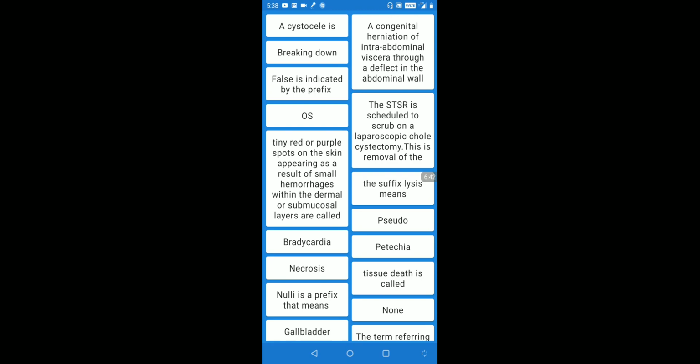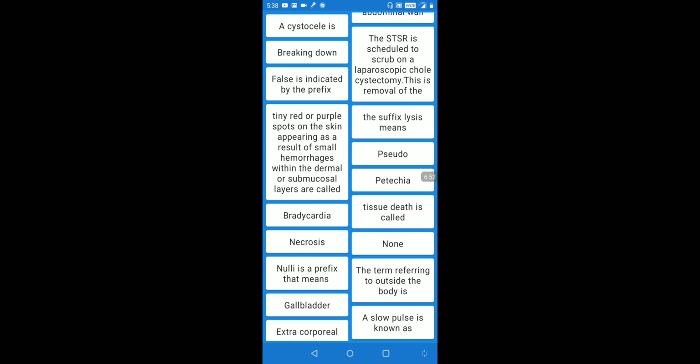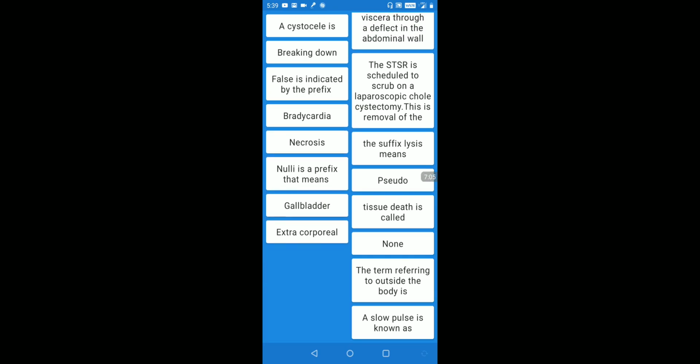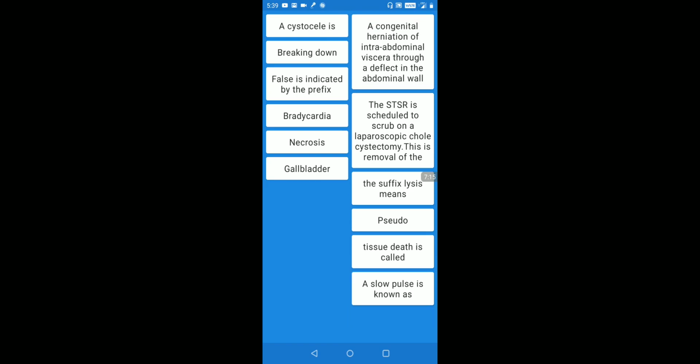I don't remember that one. I just do the ones I remember. I remember OS is the left eye. Here it is. Tiny red spots on the skin appearing as a result of small hemorrhages within the dermal or submucosal layers are called petechia. Null is a prefix that means none. The term referring to outside the body is extracorporeal.